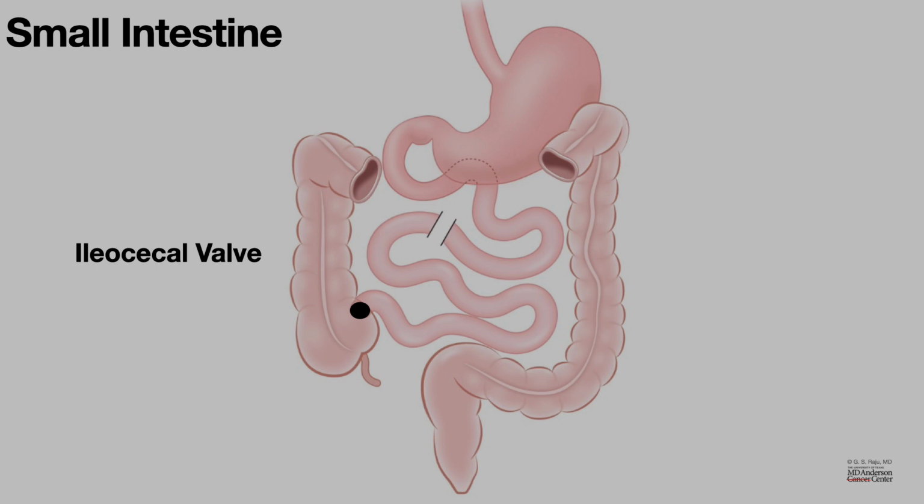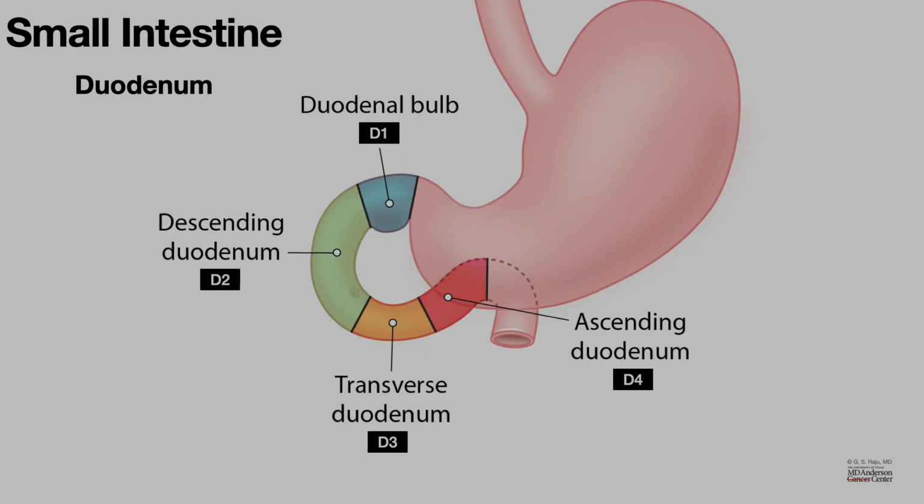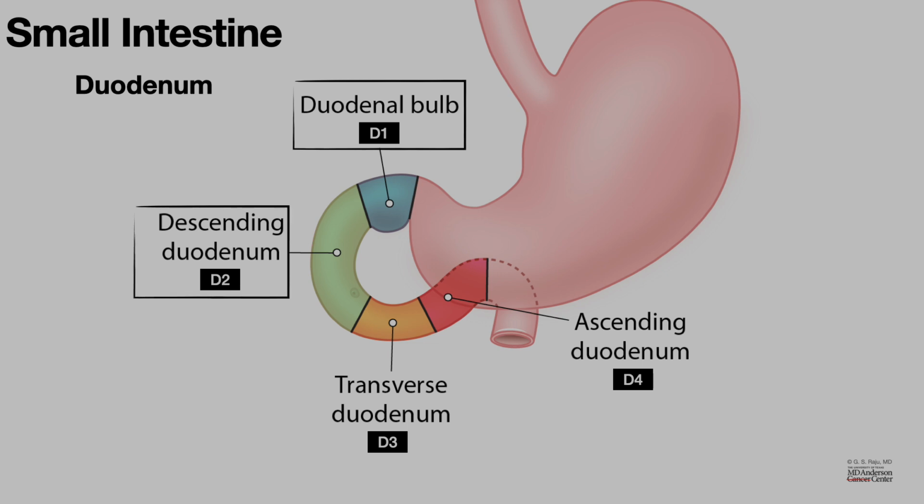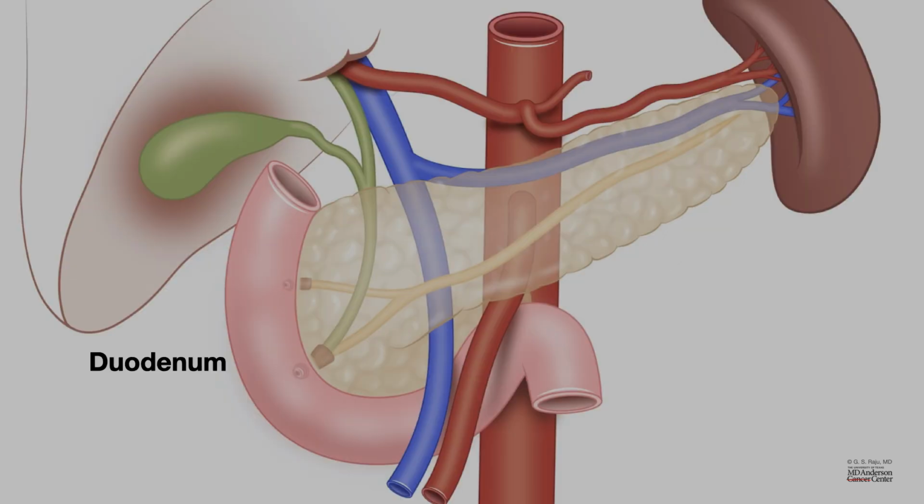So now let us go back to duodenum. And the C-shaped duodenum is divided into 4 portions. The duodenal bulb, or D1, descending duodenum, or D2, D3, or transverse duodenum, and D4, ascending duodenum, that enters into jejunum. So the C-shaped duodenum wraps around the pancreas, and a lot of things happen. You can see D1, D2, D3, and D4.